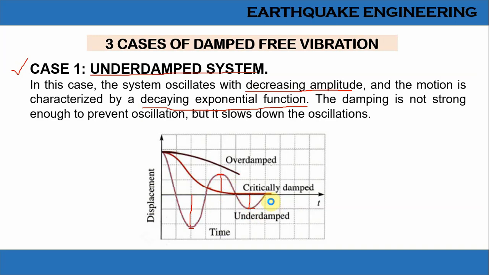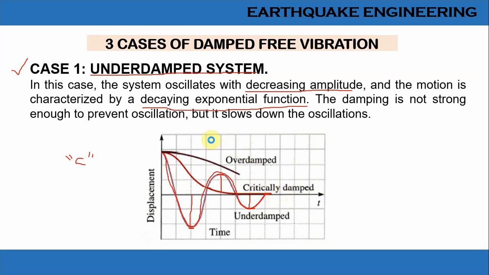Until it arrives at a value of 0 for our displacement, which means in real life it has stopped oscillating or vibrating, the system is no longer moving. So this graph represents your underdamped system. But damping is not strong enough to prevent oscillation, but it slows down the oscillations. So the letter C, your structural damping, is not enough to prevent the oscillation. It slows down the vibration until it no longer moves.